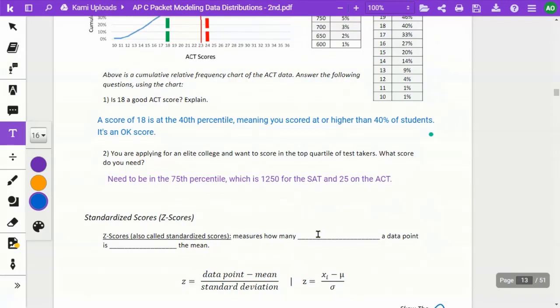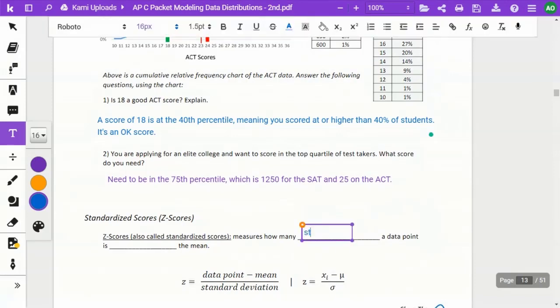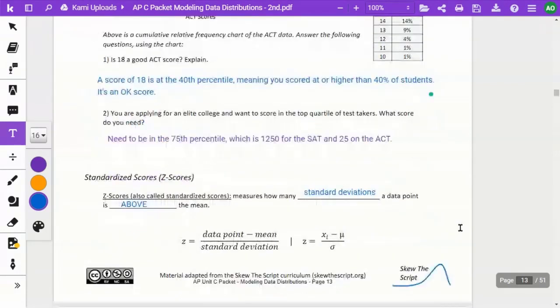So Z-scores measure how many standard deviations a data point is above, not below, above the mean. So a positive Z-score is above average. A negative Z-score is below average. So most times we think above average is a good thing. Is it ever good to be below average on something?